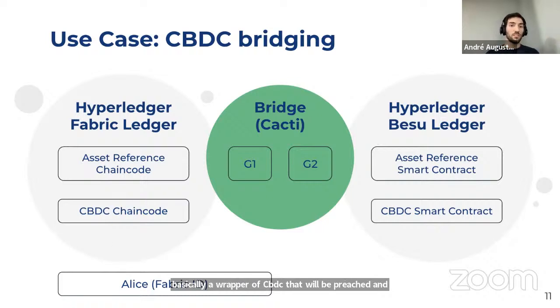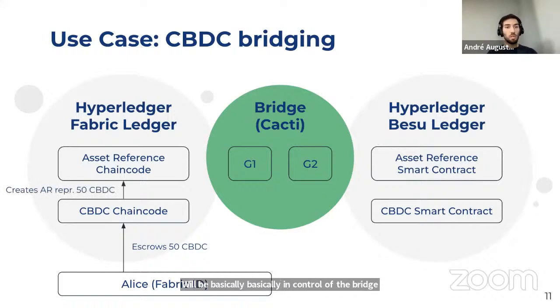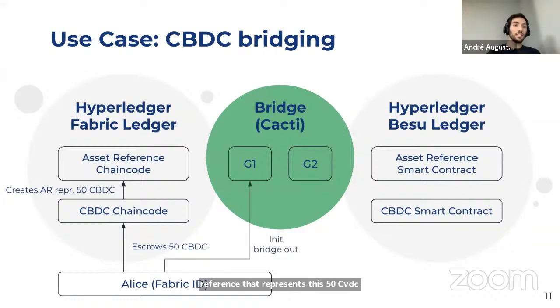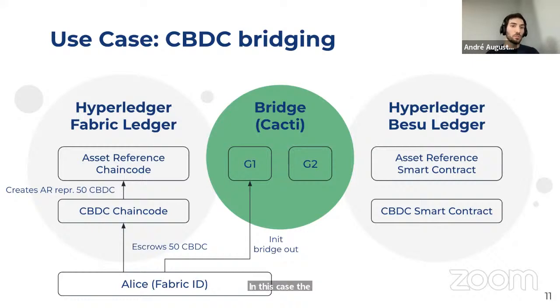And the idea is that Alice can escrow 50 CBDC. Let's say this 50 CBDC will be basically in control of the bridge. The CBDC chain code will create an asset reference that represents this 50 CBDC. And then Alice can use the ID of the asset reference to talk to the bridge, in this case, to gateway 1, and say, hey, I want to bridge out this amount of tokens with this asset reference ID.